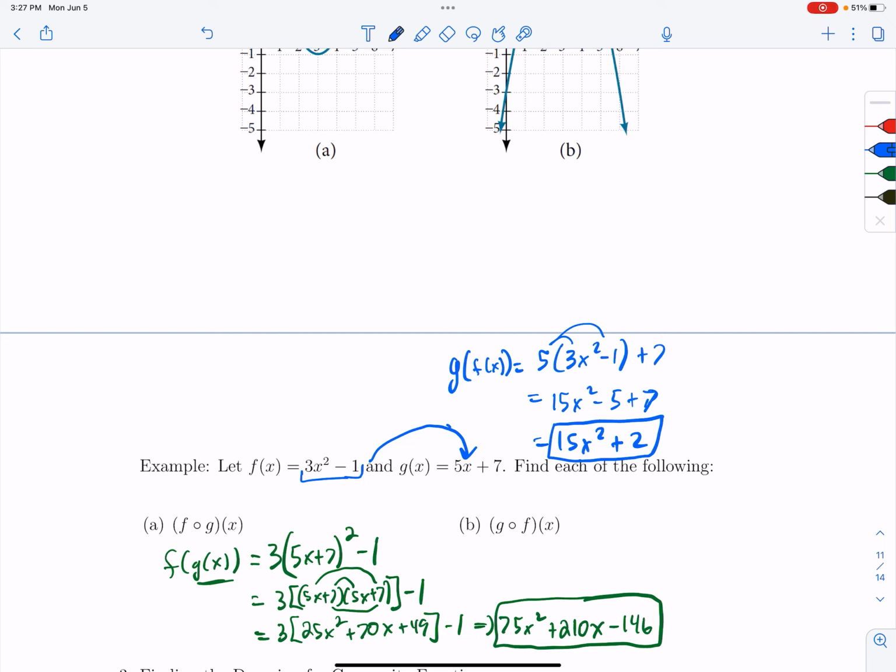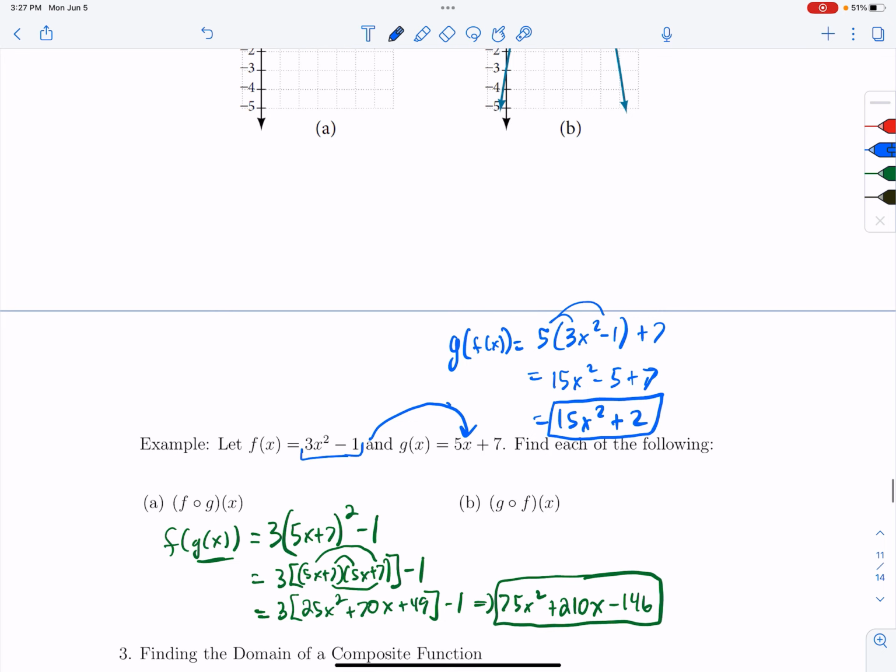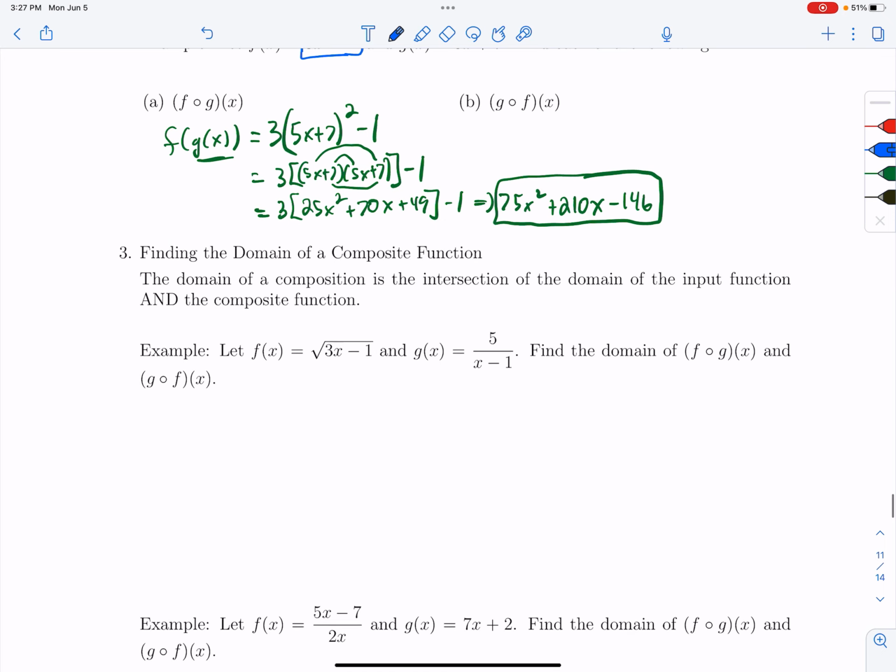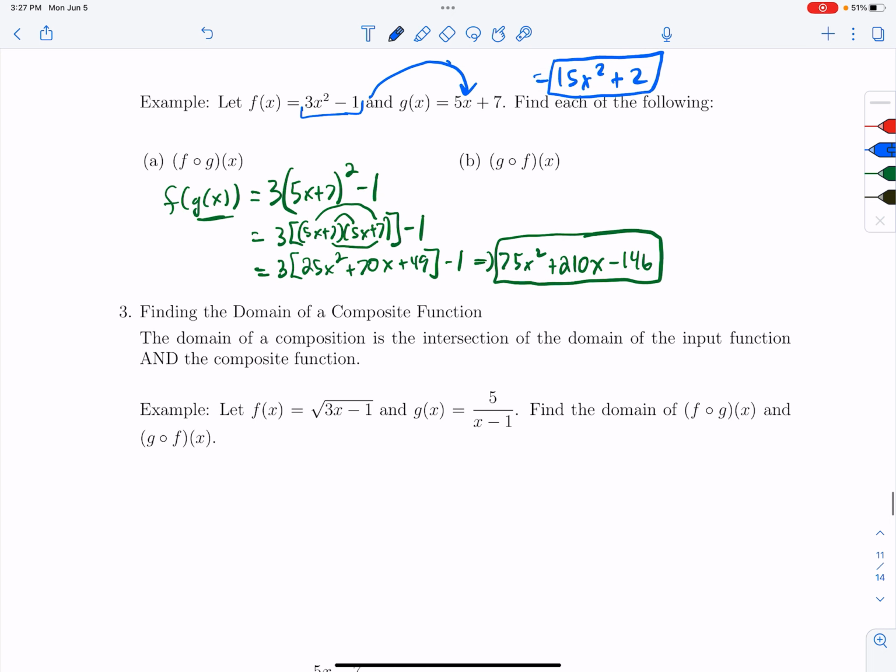All right, so that is how we compose functions. Now the next piece that we want to be able to do is find the domain of these functions when we do the composition. So these are a little bit tricky, so we'll take our time here. It says the domain of a composition is the intersection of the domain of the input and the composite function. So what we do is we look at the input function and we look at the resulting composition function, and we want to see where those domains intersect.